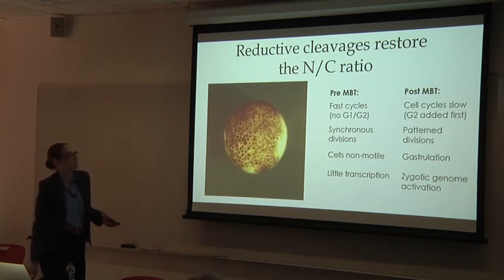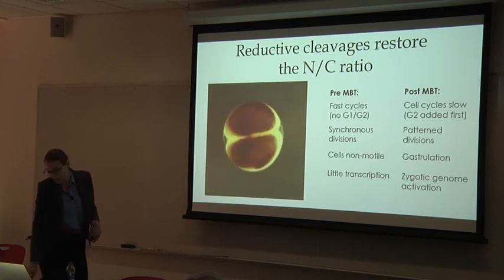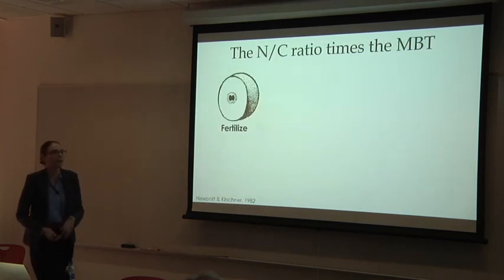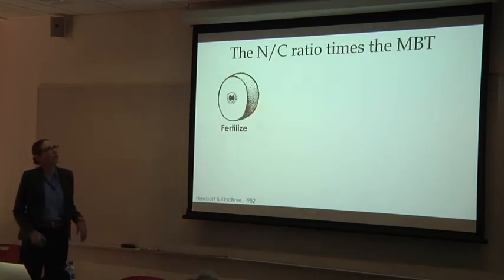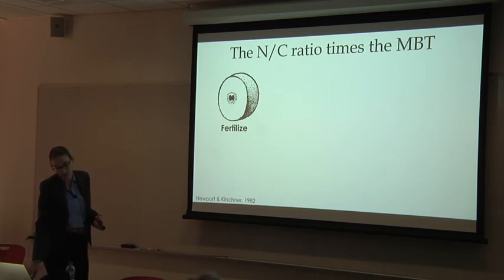And as I kind of alluded to earlier, this is actually not only a process that restores the NC ratio, but it's actually controlled by the NC ratio, at least in part. So if you alter the NC ratio, you can alter the number of divisions that the embryo does before stopping. This is really elegantly shown by this experiment from Newport and Kirschner in 1982. This is like one of my favorite experiments.